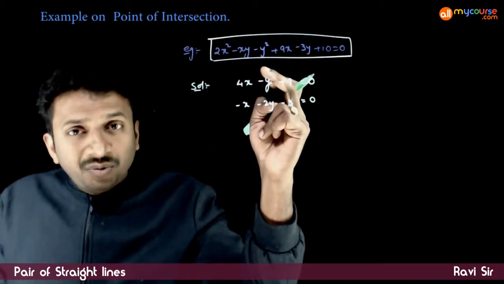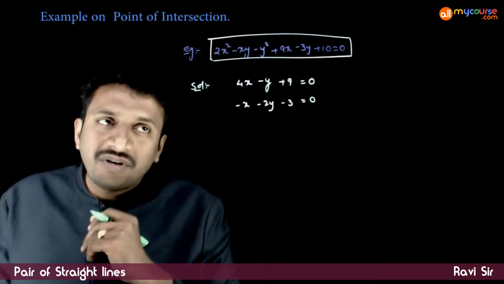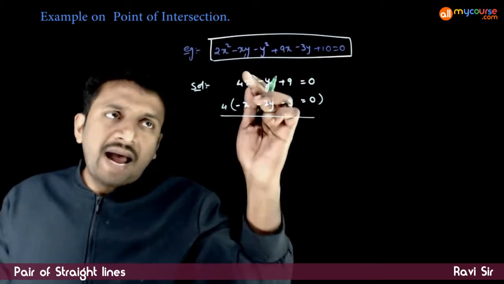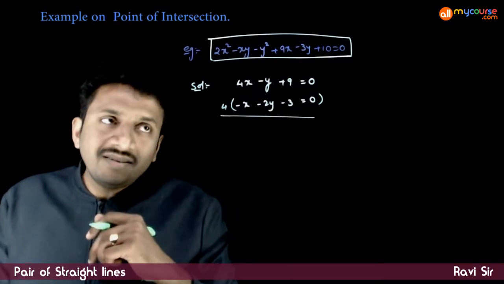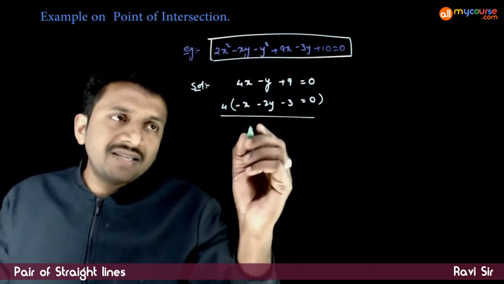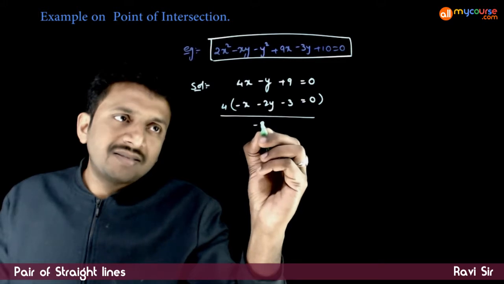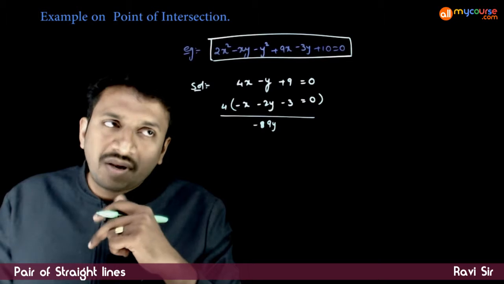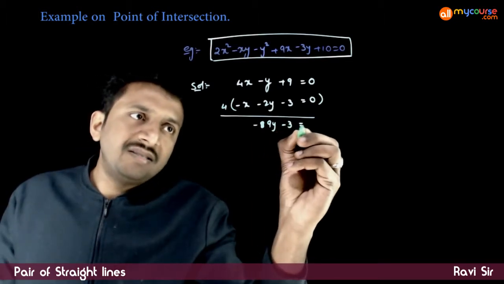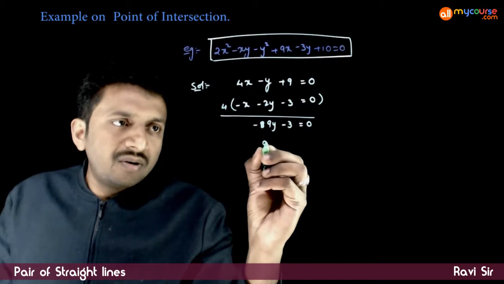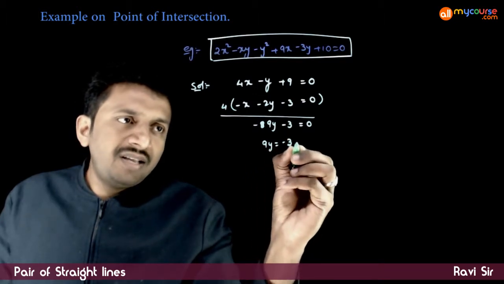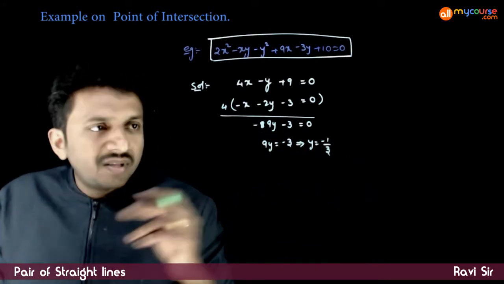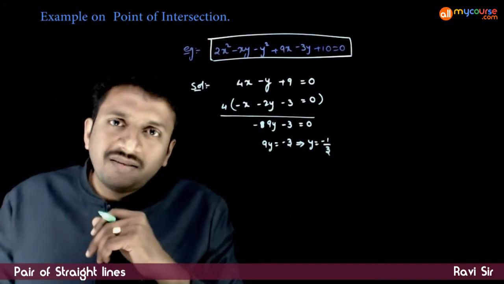Now you need to solve these two to get the point of intersection. So I'll multiply this with 4. So if you add these two, 4x - 4x gets cancelled. -y - 8y is -9y. 9 - 12 is -3 is equal to 0. So 9y is equal to -3. So y is equal to -1/3.